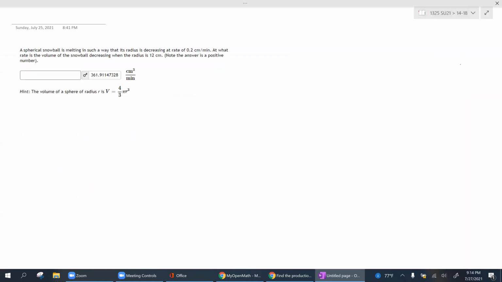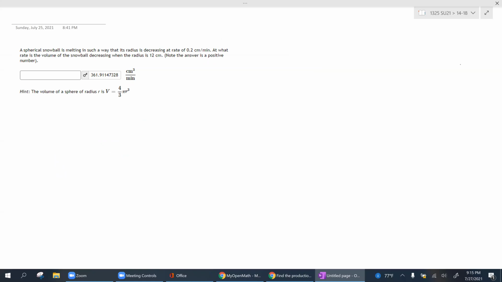And the reason this is helpful is real world life scenarios. So, a spherical snowball. It's snowing in Houston. I believe it was snowing this past year. You got a snowball, a really nice snowball, and you realize that its radius is decreasing at a rate of 0.2 centimeters per minute.